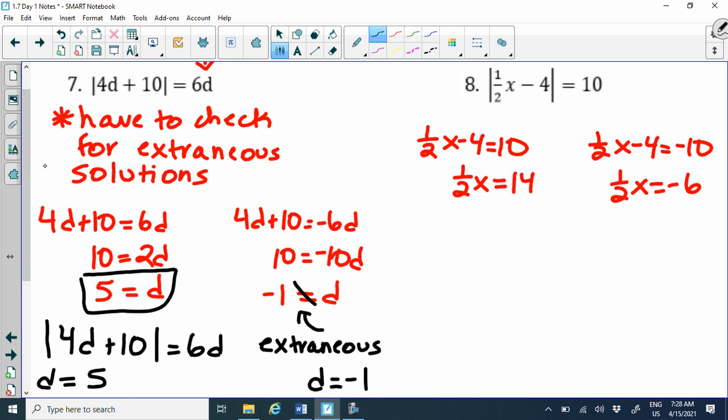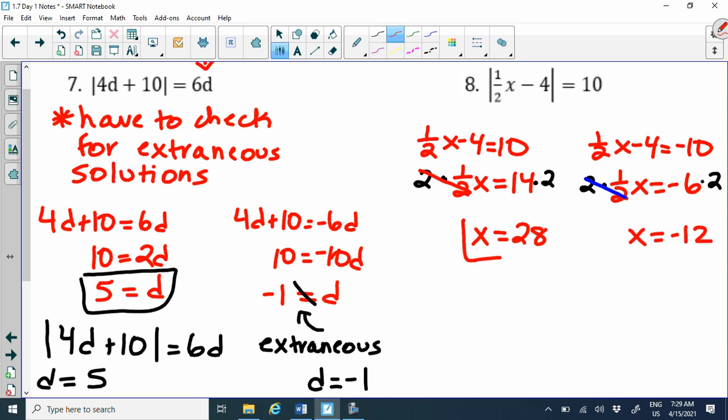Another way we can do this is what we call multiply by the reciprocal. So for both of these, I can multiply both sides by 2. The 2 and 1/2 cancel, so I have x equals 14 times 2, which gives me 28. The other one is the same thing, so 2 times 1/2 cancels, and I get x equals negative 12. So these will be my two solutions. I just wanted to do this because we haven't worked with fractions too much.